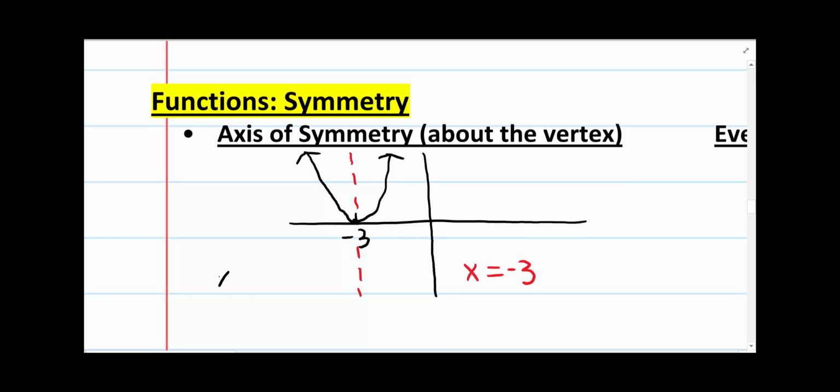And that should make sense. If you've got an x squared, well, 0 squared is 0, 1 squared is 1, negative 1 squared is 1. Let me move that kind of. And you've got these symmetrical pieces on both sides. So that's symmetry about the vertex, right? So if that vertex right there is -3, 0, where x is equal to -3 is the axis of symmetry.